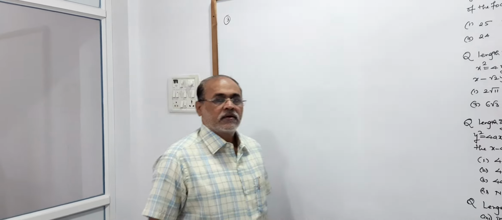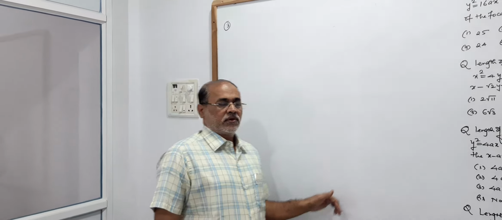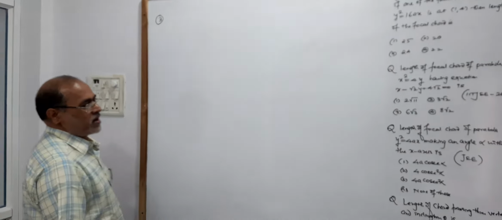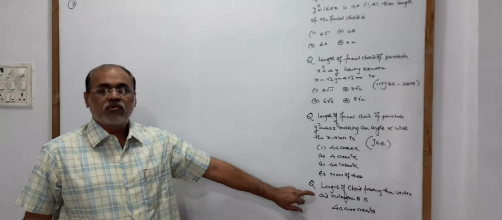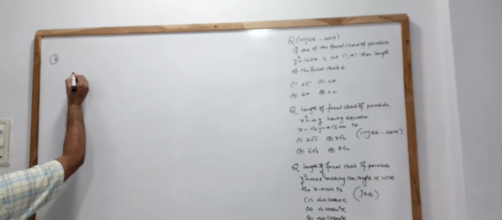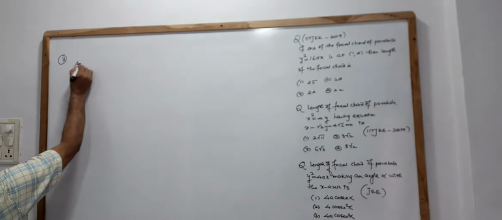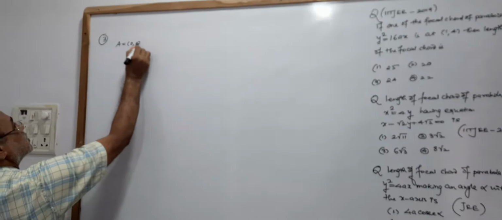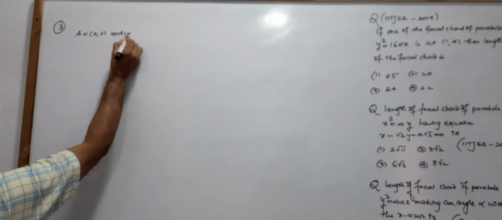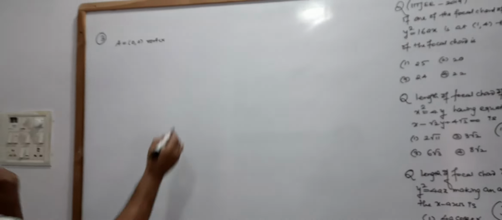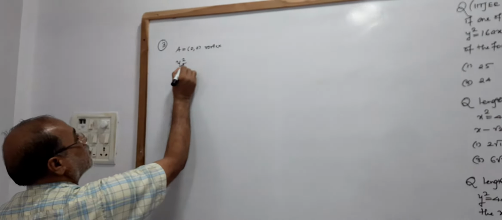This is the third video on this topic: finding the length of a chord passing through the vertex. A is (0, 0), the vertex of the parabola, and its equation is y square equal to 4ax.